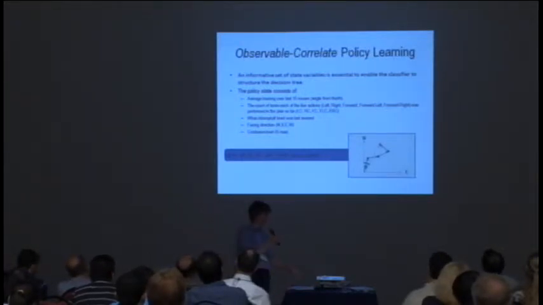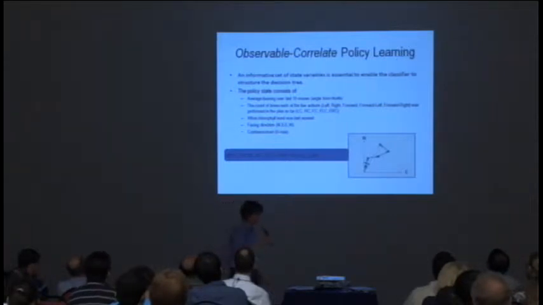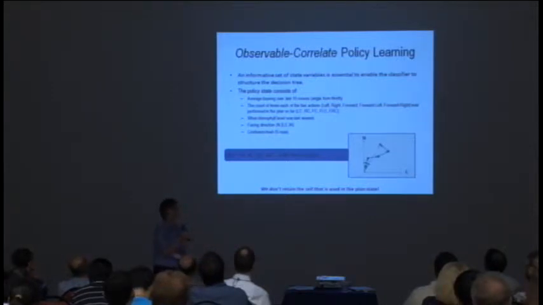And I can't go into the details of what these are, but I can just point out to you that a key one is average bearing of the vehicle over the last 10 or so moves. We also keep count of the number of times that the five actions are applied and the confusion level of the vehicle, and a couple of other things as well that turn out to be very important discriminators. But what we don't bother to retain is the cell that is used in the plan state.